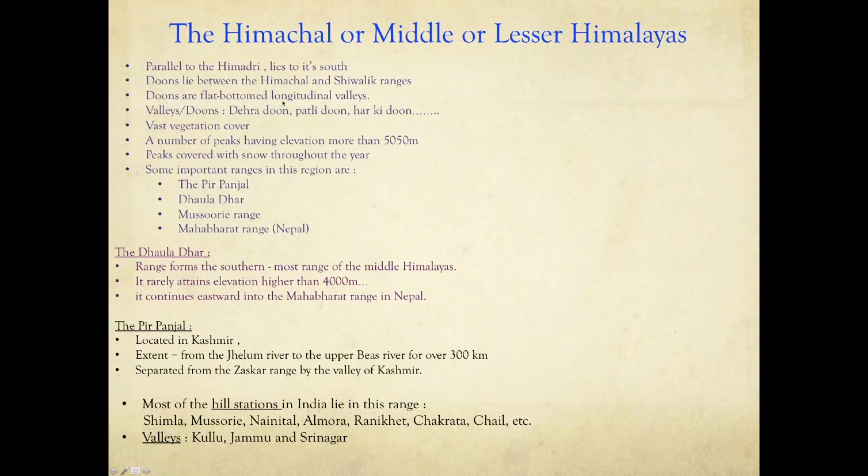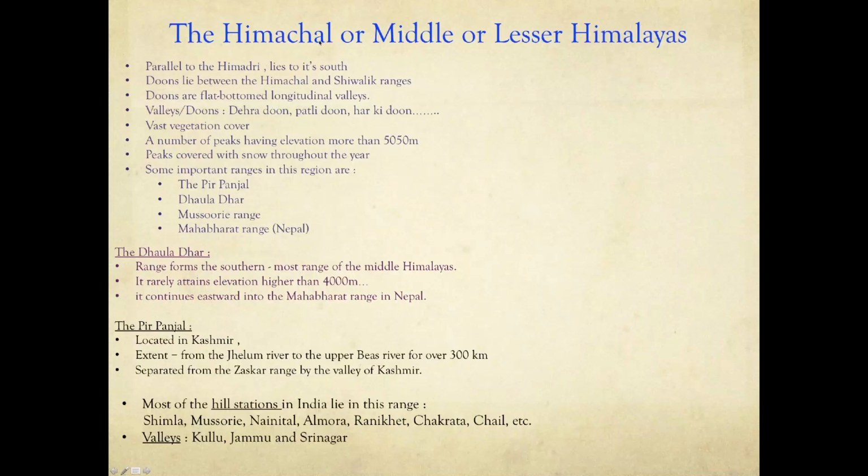Duns are flat-bottomed longitudinal valleys. Some examples of valleys and duns are Dehradun, that is the largest dun, Patli Dun, Harki Dun. There are many other duns, some of which I mentioned here.